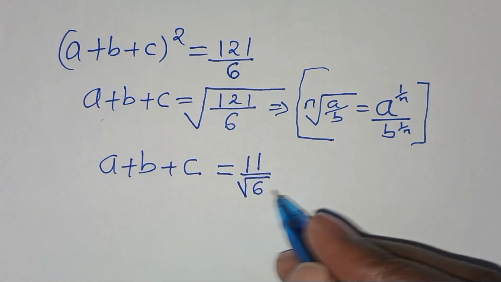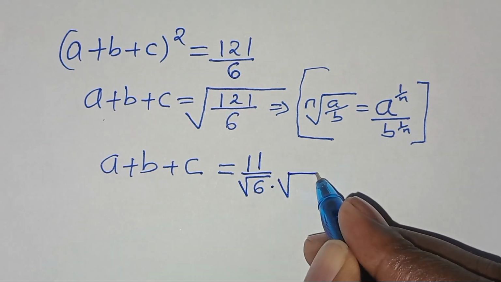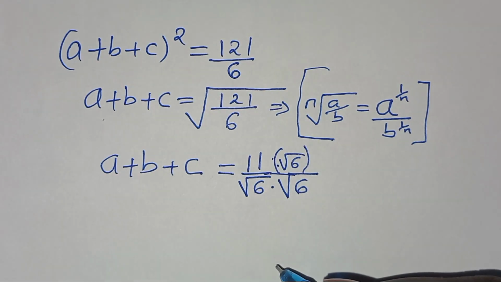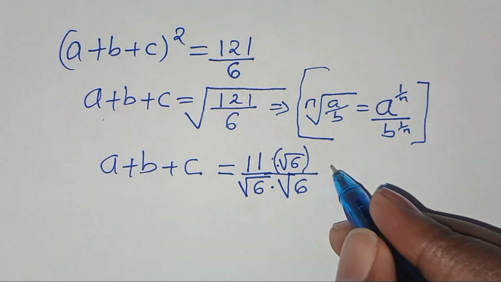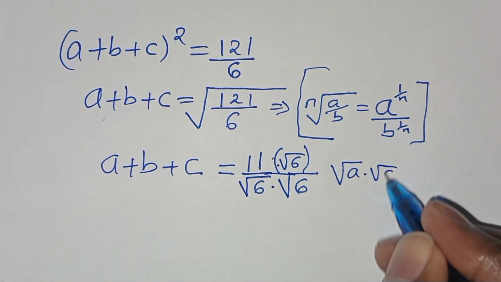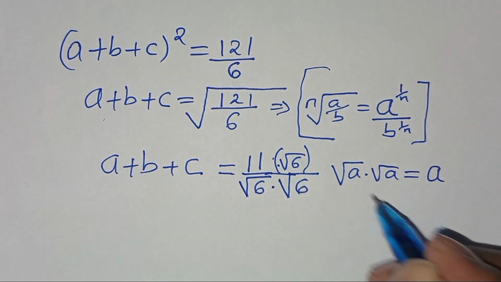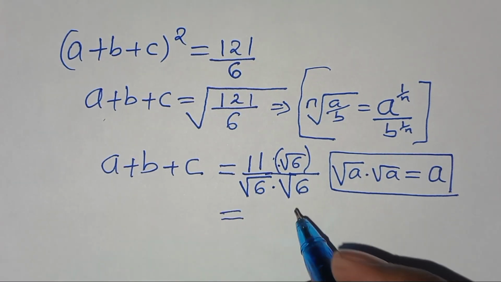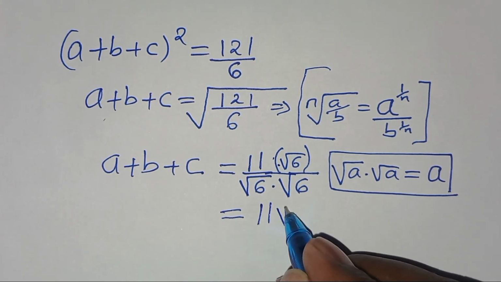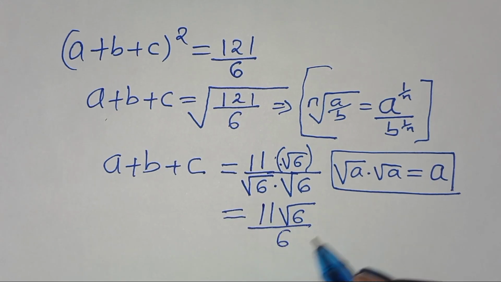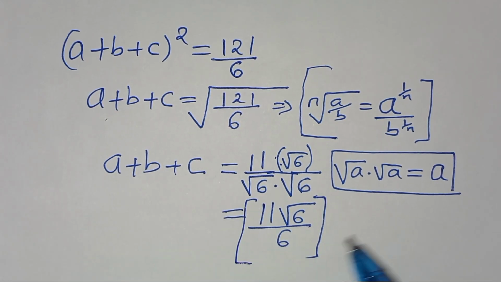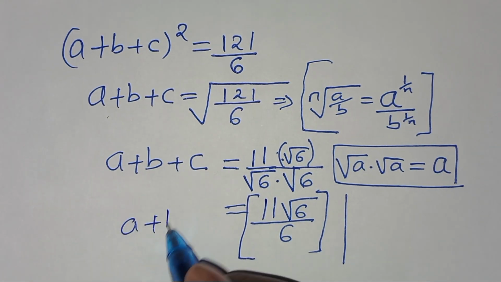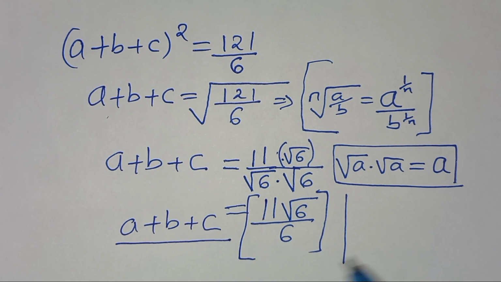Now, we can rationalize here by multiplying the denominator by square root of 6 and also the numerator by square root of 6. So in this case, we find that square root of a times square root of a is the same thing as a. So applying this property, here we'll have 11 square root of 6 divided by 6. And this is the solution. This is the solution for a plus b plus c for this algebra problem.